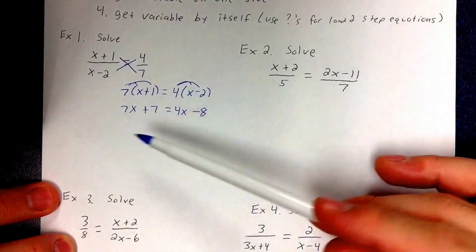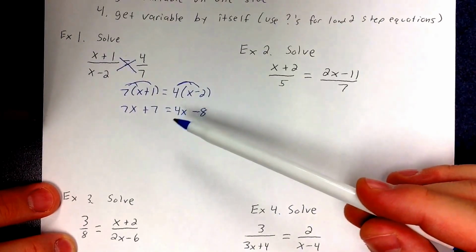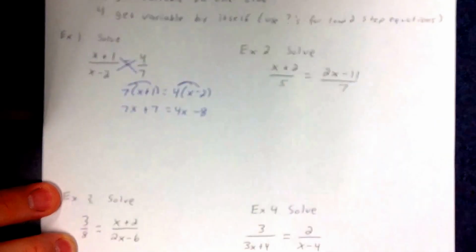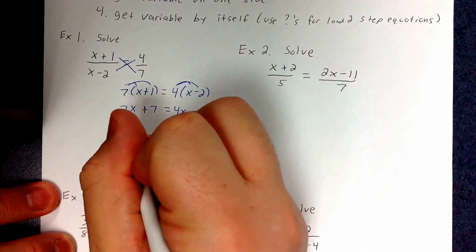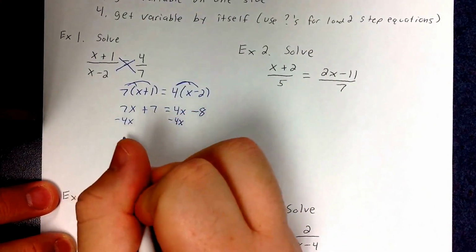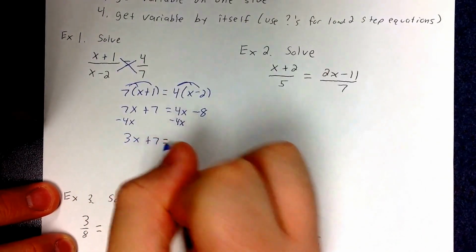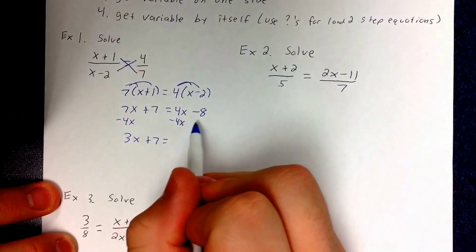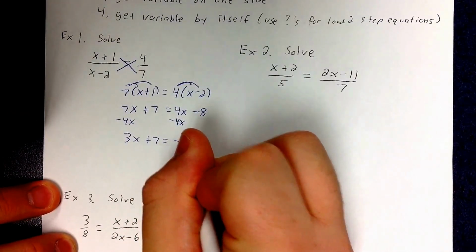There's nothing to combine on each side of the equal sign, so I go to get the variables on one side. 4x is smaller than 7x, so I'm going to subtract 4x from both sides, which gives me 3x. Bring down the plus 7 equals 4x minus 4x goes away, and since it's a minus 8, I have to bring it down as a negative 8.